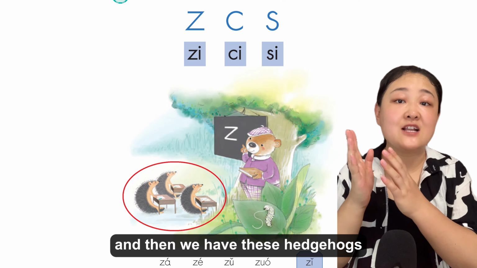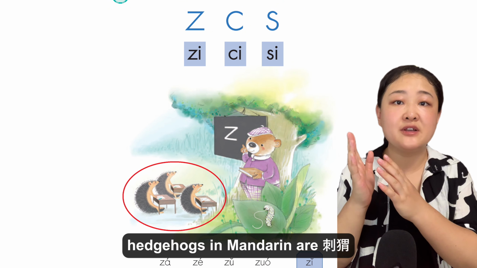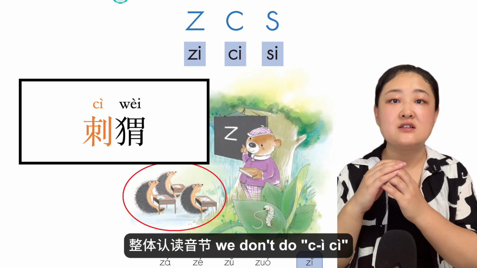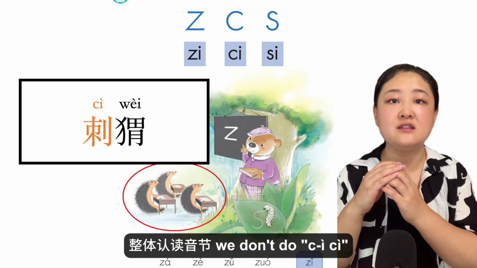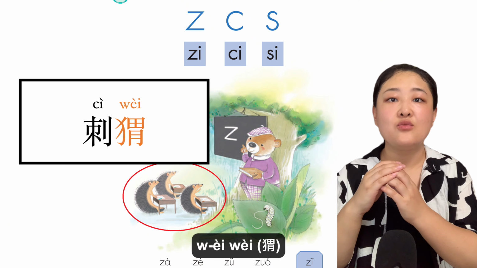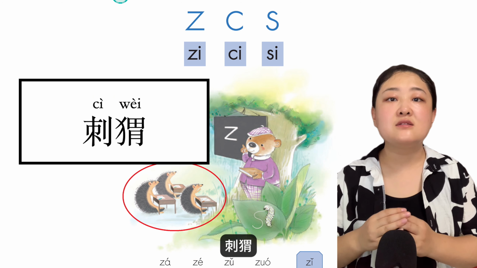And then we have these hedgehogs. Hedgehogs in Mandarin are 刺猬. Spell after me. 刺. 整体认读音节, we don't do the spelling, it's just 刺. 刺猬. 刺猬.